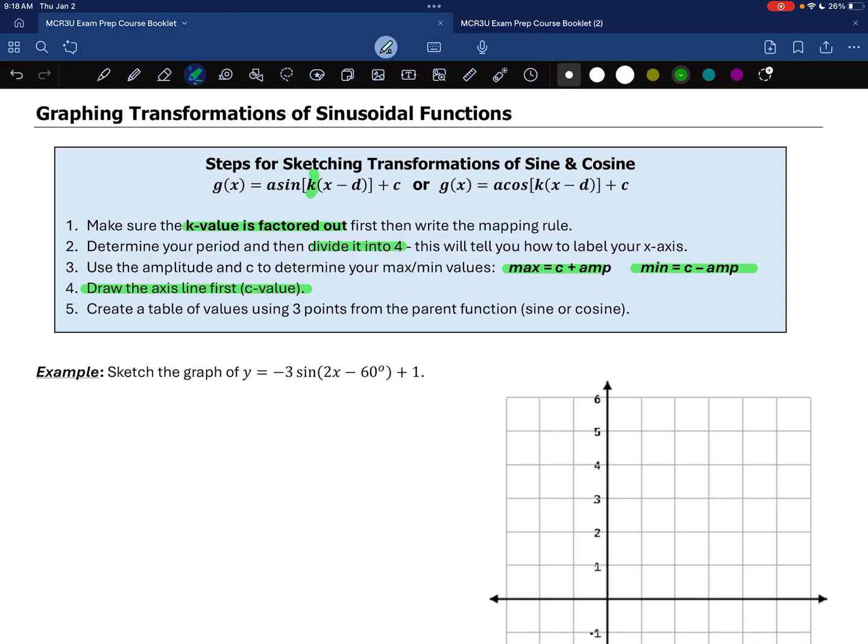Always draw the axis line first, so that's your C value. Then you're going to create a table of values using at least 3 points from the parent function. So remember, the parent function is either sine or cosine, and that's a full rotation. So starting at 0 degrees, 90, 180, 270, and 360, we have coordinates for all 5 of these points. You can do transformations to all 5. However, I like to do just half of the pattern because then I can just use the symmetry of the graph to keep going, to graph the complete cycle.